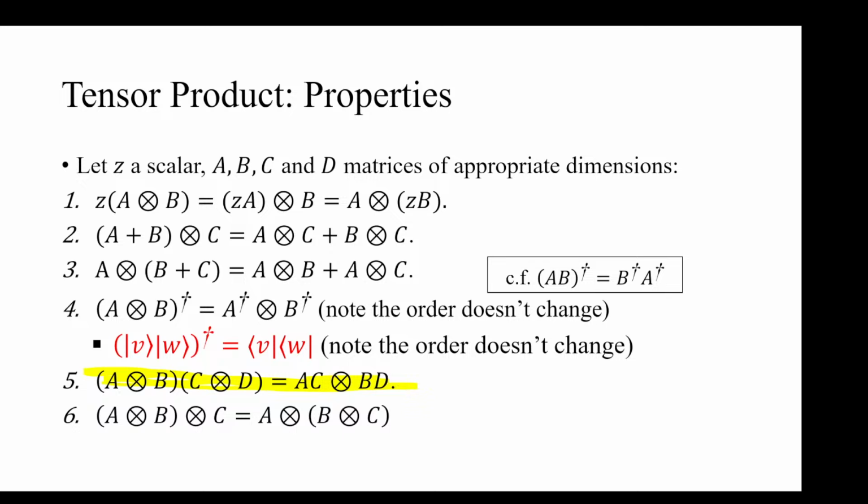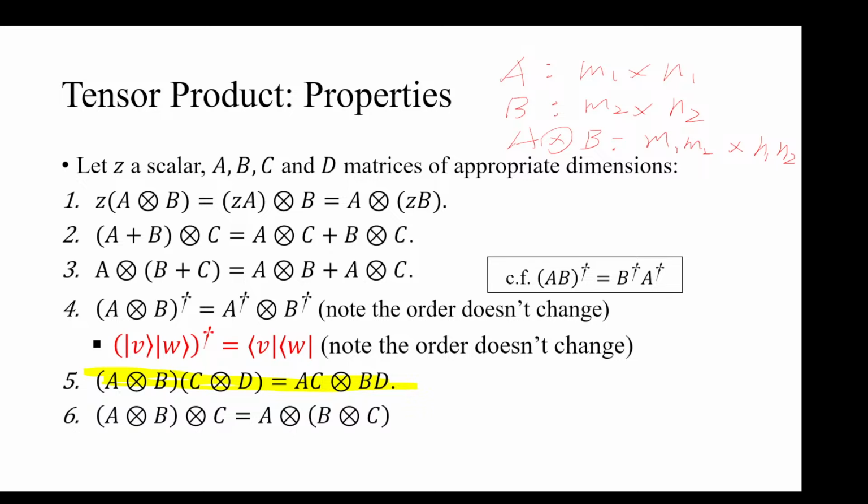But in general, you can really take the tensor product of any matrices. If A is an N1 by N1 matrix and B is an N2 by N2 matrix, then we can think of A tensor B as an N1 N2 by N1 N2 matrix. So that's the tensor product.